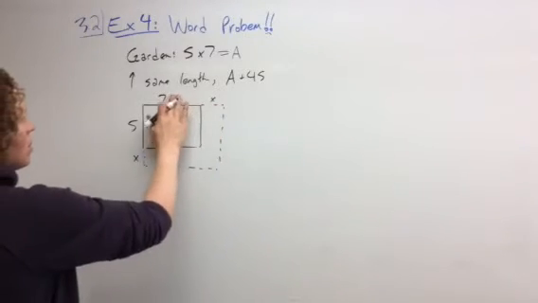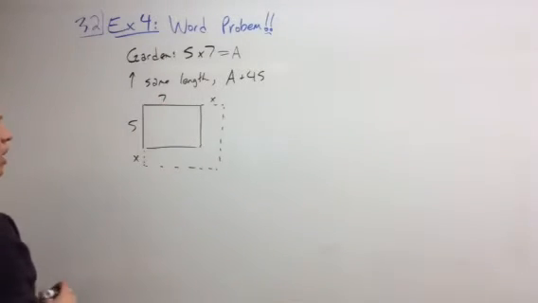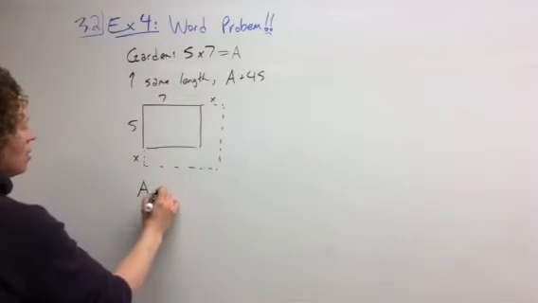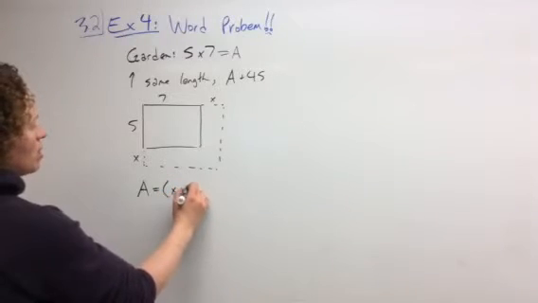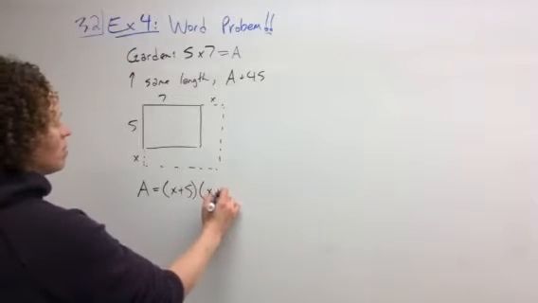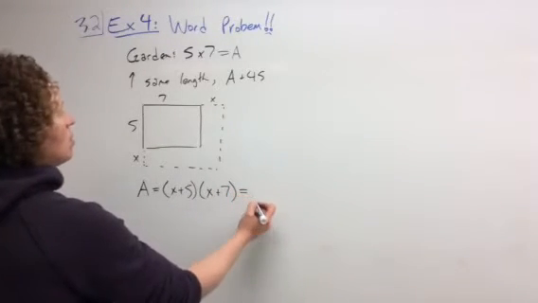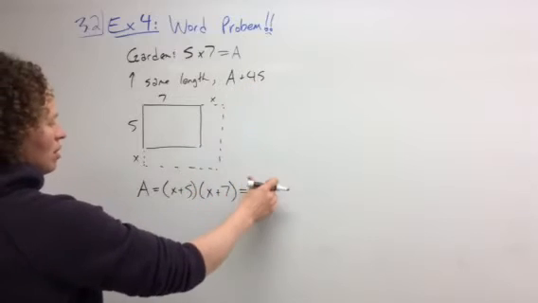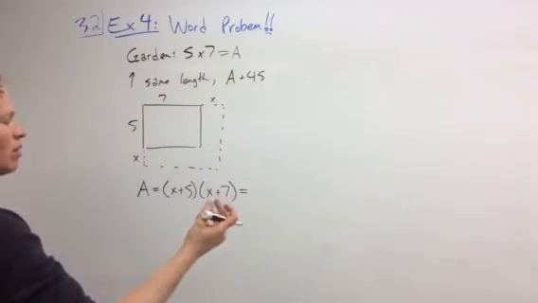So we'll take those guys out for clarity. Now the area of the garden is going to be x plus 5. Doesn't matter the order, so we just put it in the order that works for us because we're used to it, times x plus 7. And we know that this new area is going to be the old area plus 45.